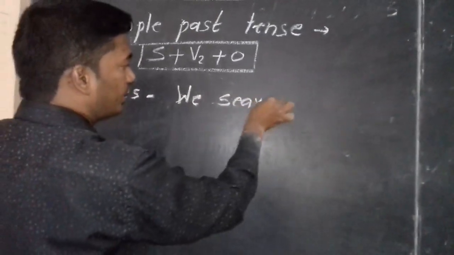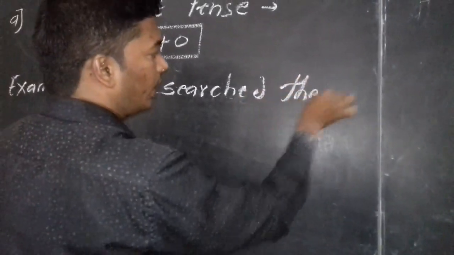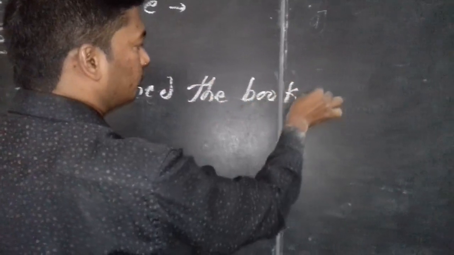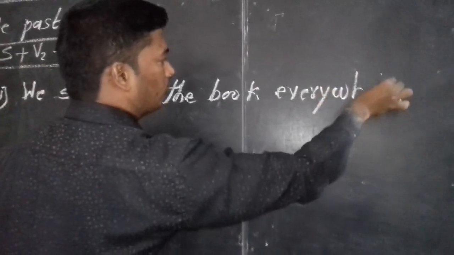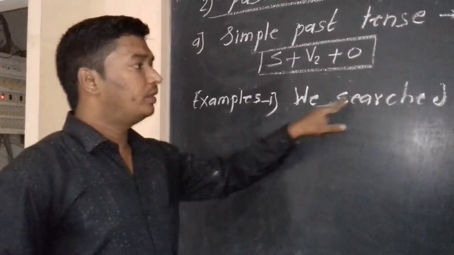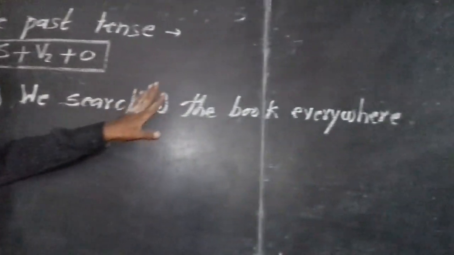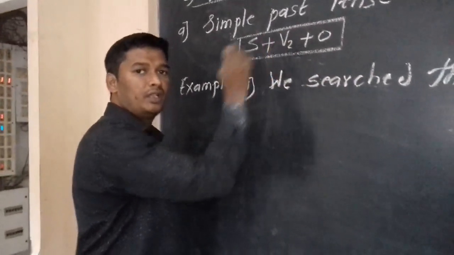We searched the book everywhere. Look, S plus V2 plus O. We searched the book everywhere. This example is in this structure.